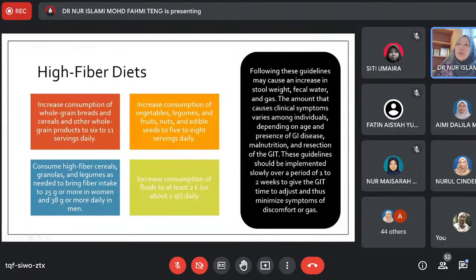So when we suggest our patient to follow a high fiber diet, we should know that this diet will increase the amount of stool weight, fecal water and also gas. So be careful when we want to suggest our patient to follow a high fiber diet because of this discomfort. So we slowly adjust them to increase their fiber intake, so that our GI tract can adjust first, rather than suddenly taking a high fiber diet.